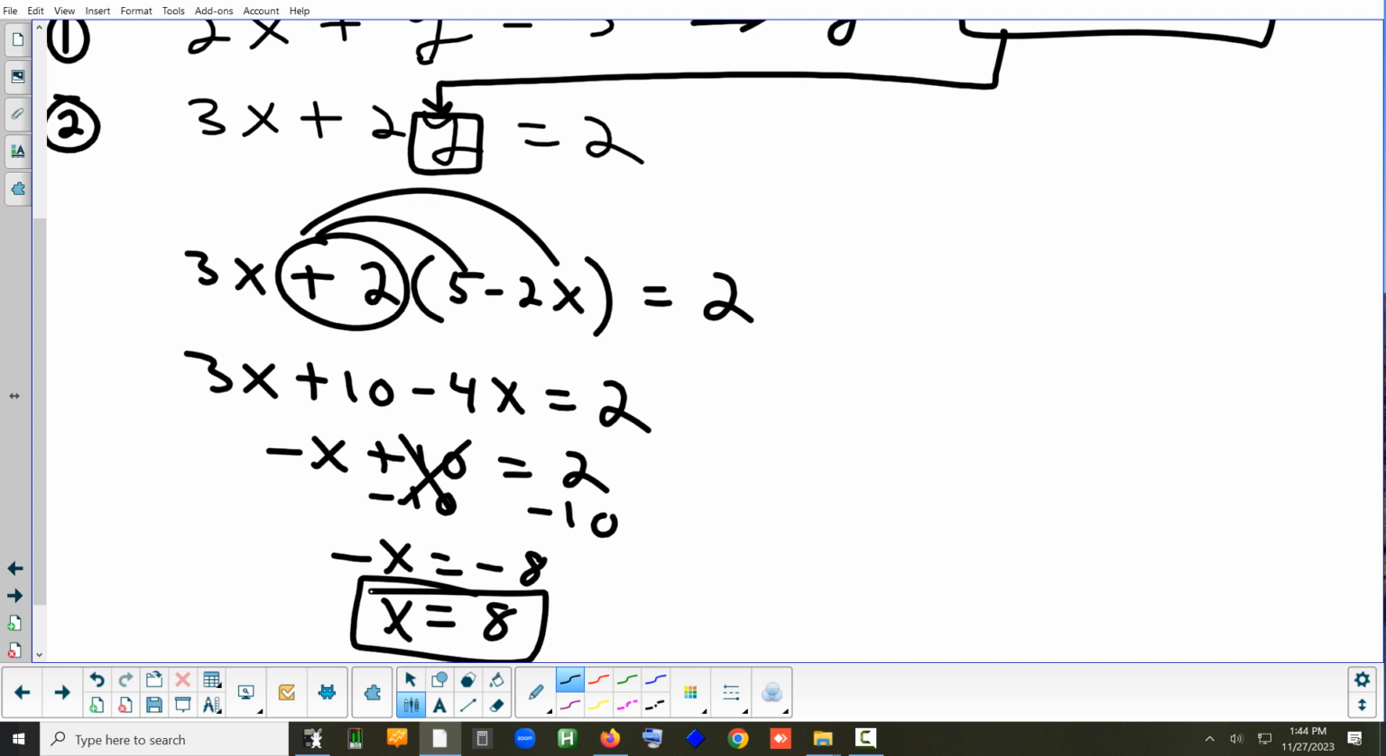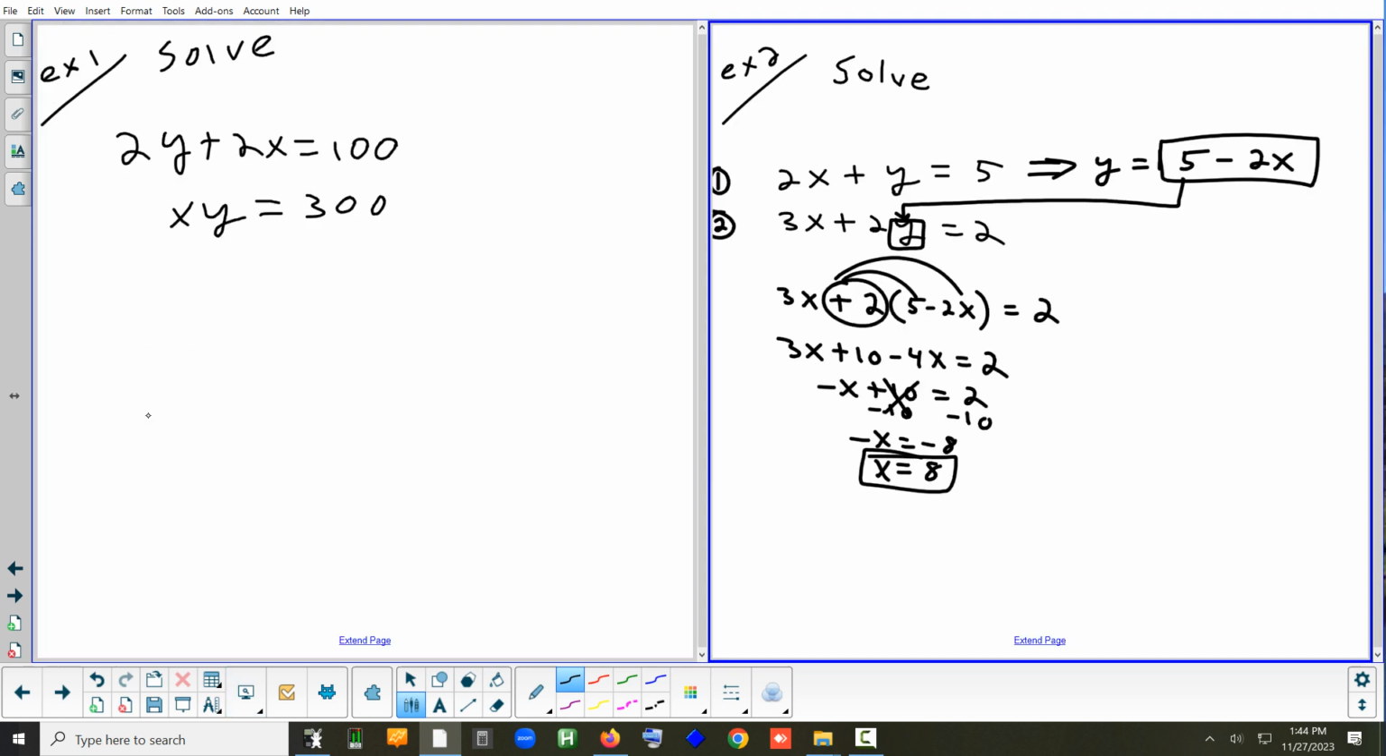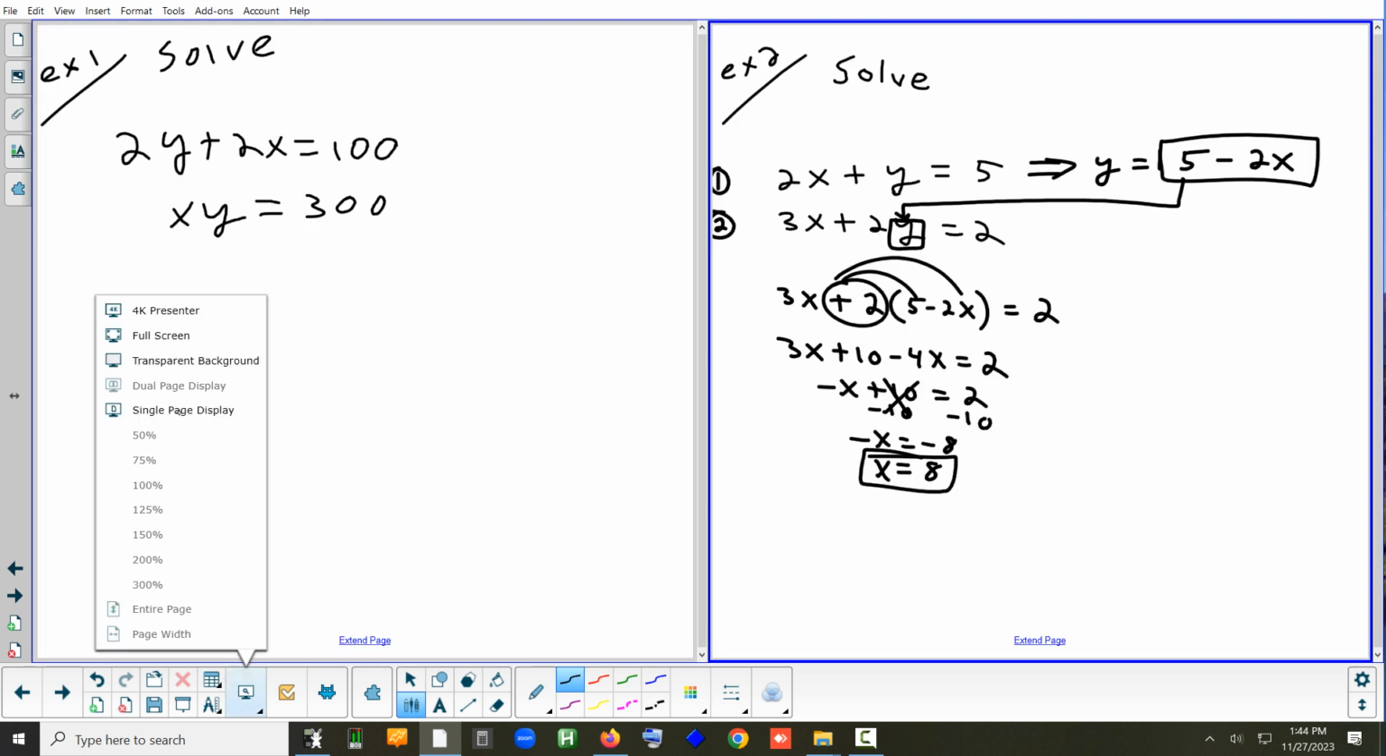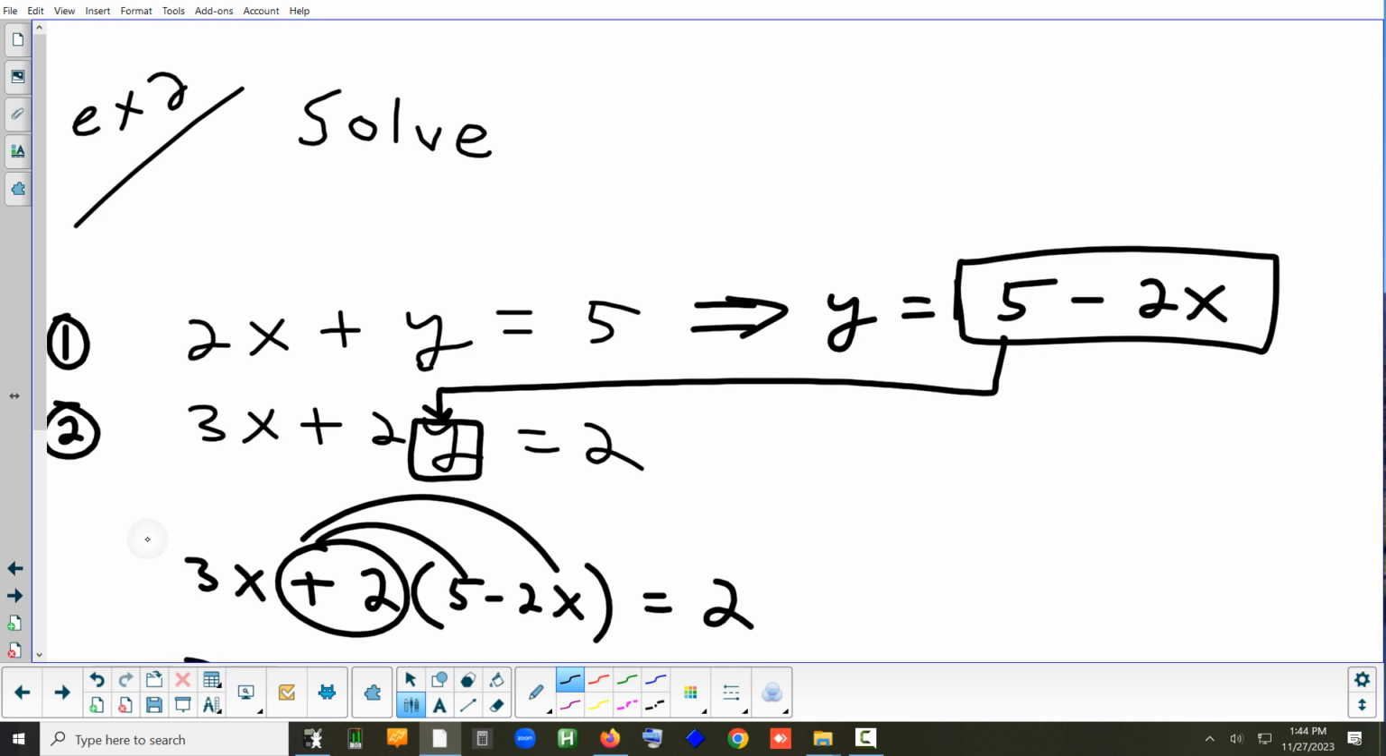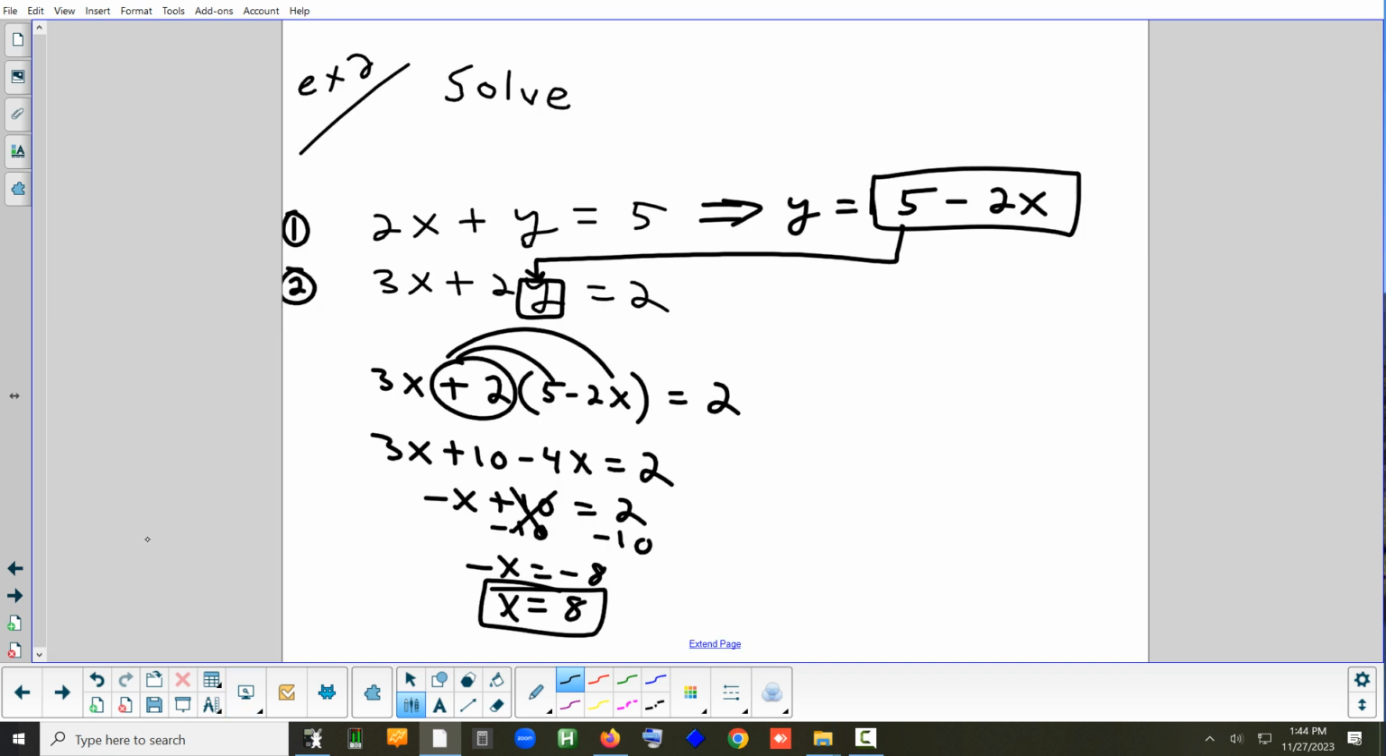Anything else we've got to do? Plug the x back into the first equation. Yeah, I would plug it back in.